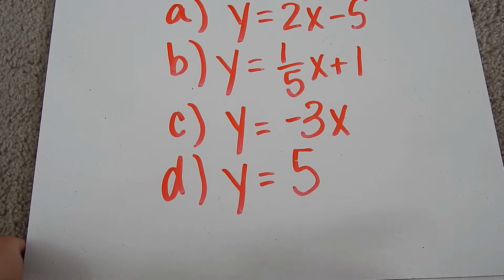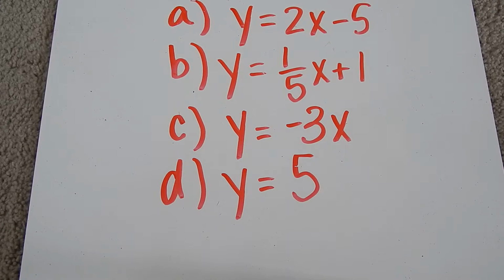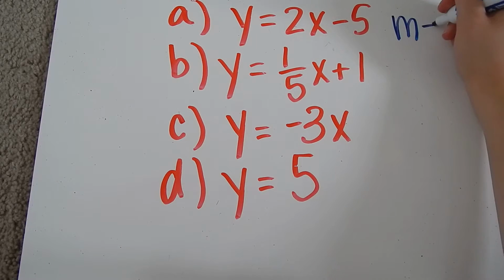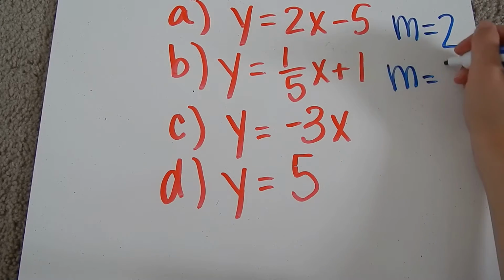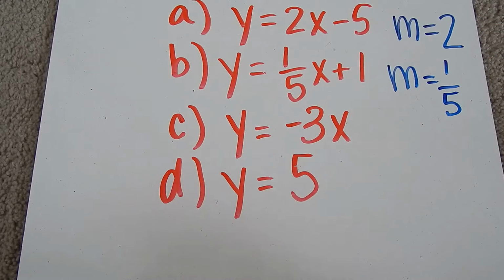This next example here, we're actually given equations, and we need to look at the equations to figure out the slope. Now, I'm going to go letter by letter, determining the slope of each line. So A is y equals 2x minus 5. My slope there is going to be 2, because it's the number attached to the x. In B, I have y equals 1/5 x plus 1. My m will be 1/5, because it's attached to the x.